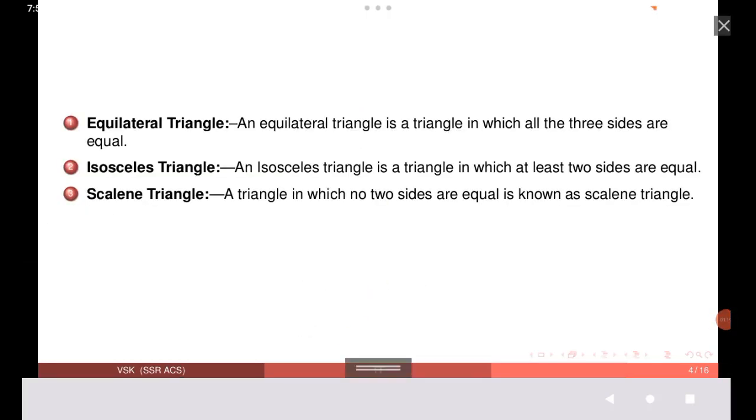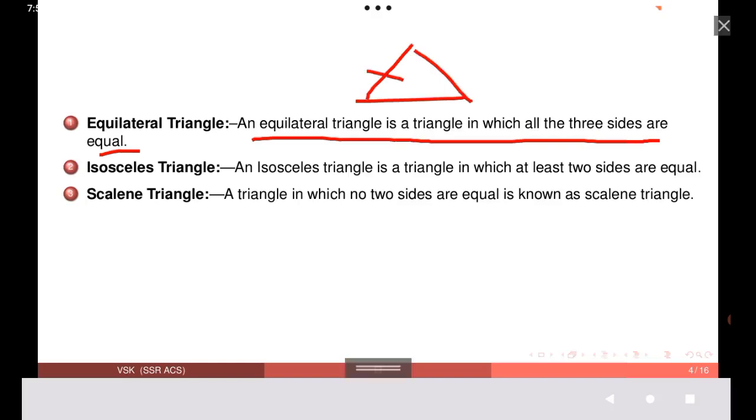Now a triangle is called an equilateral triangle when all sides are equal. So in a triangle, if all sides are equal, this side is the same as this side is the same as this side. Say this is 2 centimeters, this is 2 and this is also 2. So it is called an equilateral triangle.